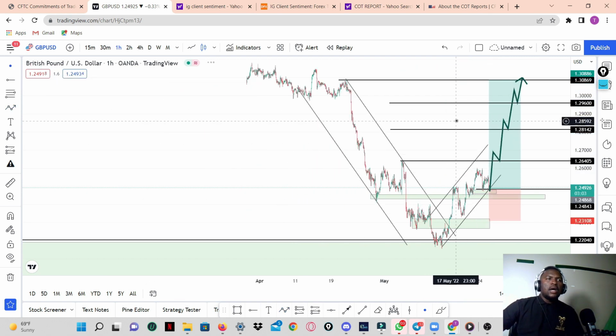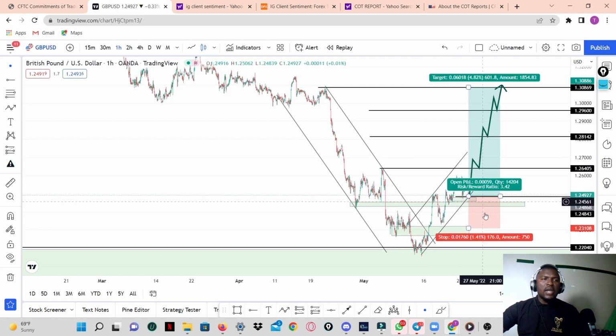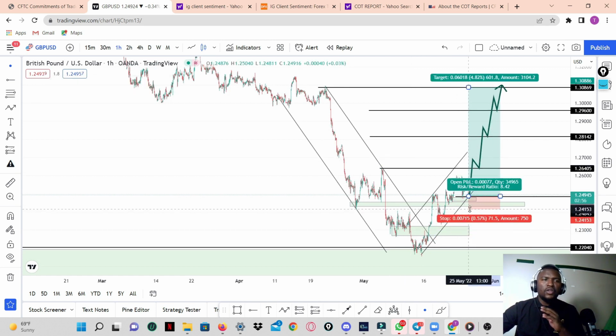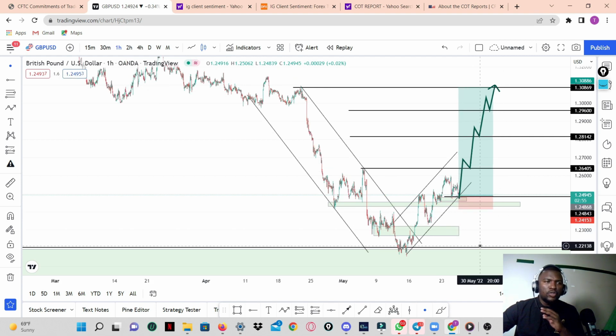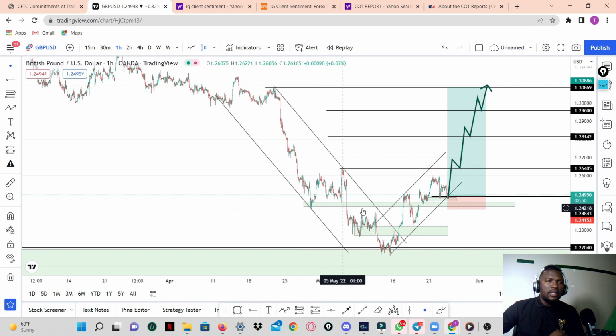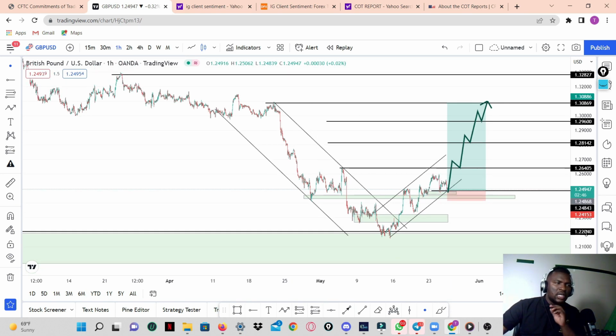So guys, this is what I actually wanted to show you, that even on the stop loss side you can minimize your losses by putting your stop loss below this zone right there. So without any waste of time, guys, we're going to do more analysis in terms of the market.